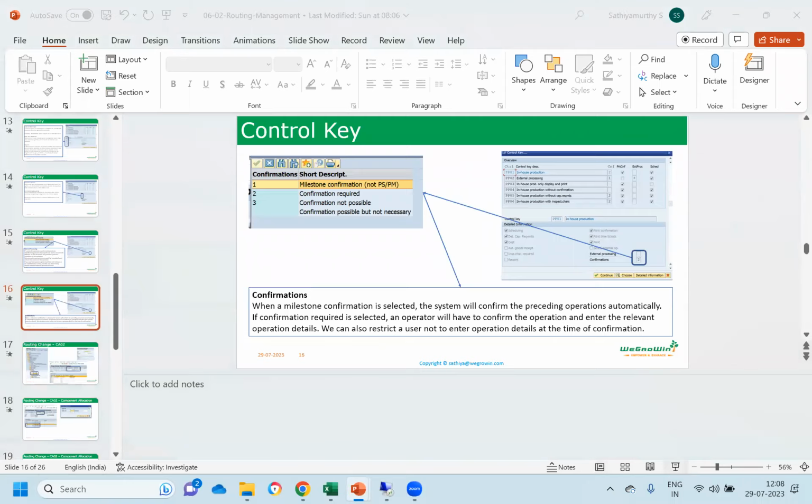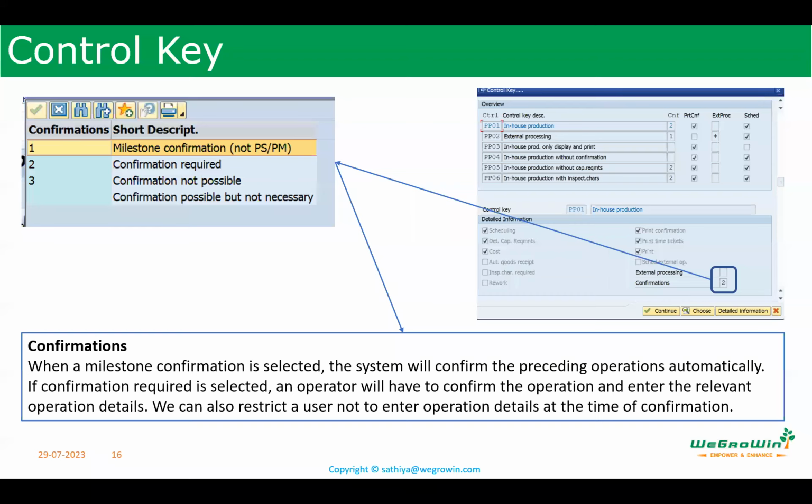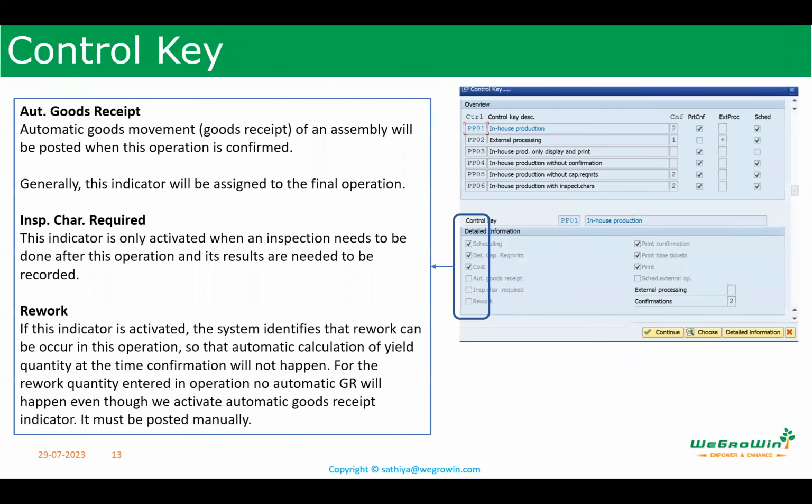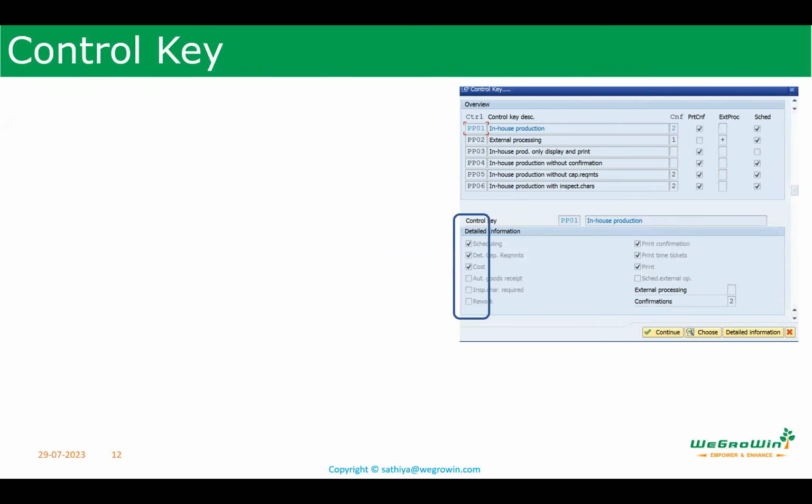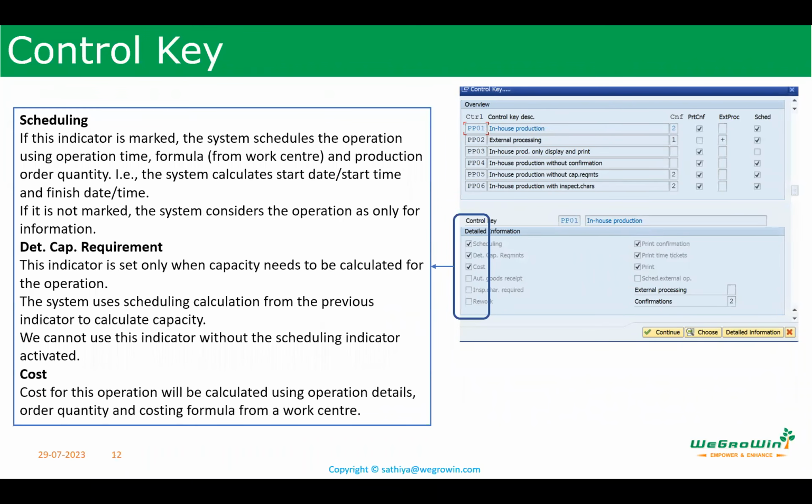Okay, so now let us see the control key. The control key plays a very important role in routing, whereas it defines many parameters. How to see the control key, we'll see that later. But now, what are the parameters which are covered here? When you go to the page, you will see all these parameters with respect to the control key.